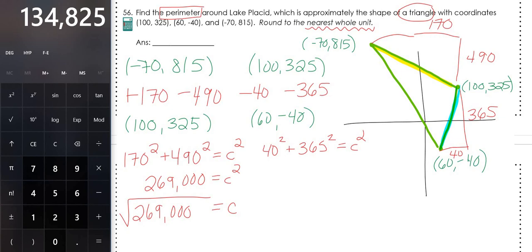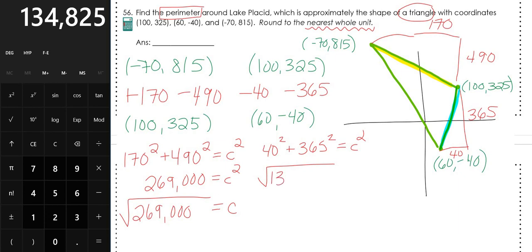So I'm going to just go ahead and skip a step because we've done the Pythagorean theorem many times. And our answer is going to be the square root of this number in the calculator. So square root of 134,825 is going to give me C. All right, we have one more side length that we need to figure out. So this would be our last side length right here.